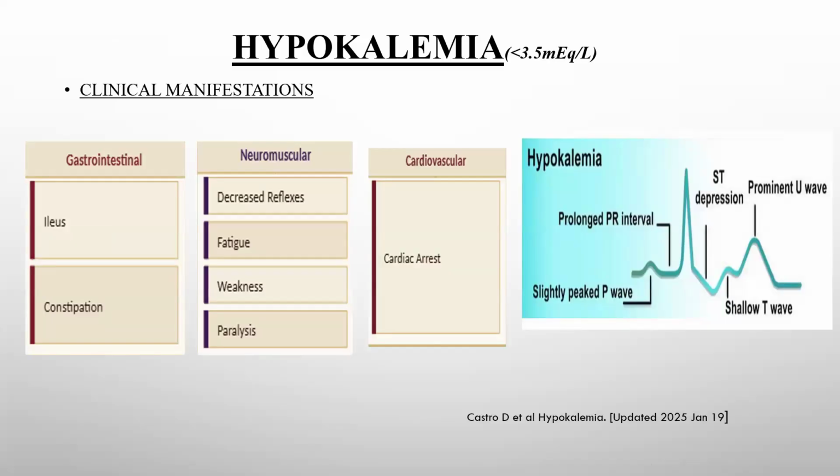Hypokalemia is when the potassium level is less than 3.5 milliequivalents per liter. The manifestations are GI manifestations like ileus, constipation, cardiovascular like cardiac arrest, neuromuscular like decreased reflexes, fatigue, weakness, and paralysis. The ECG changes can be prolonged PR interval, absent P wave or slightly peaked P wave, prominent U wave.